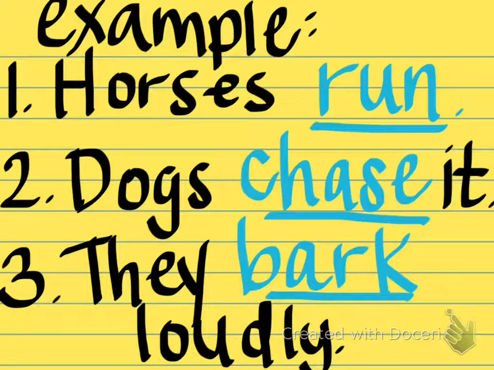An example includes: horses run, dogs chase it, they bark loudly. Horses, dogs, and they are all plural subjects or plural nouns, so we know our verb does not end in s or es. Run, chase, and bark do reflect that.